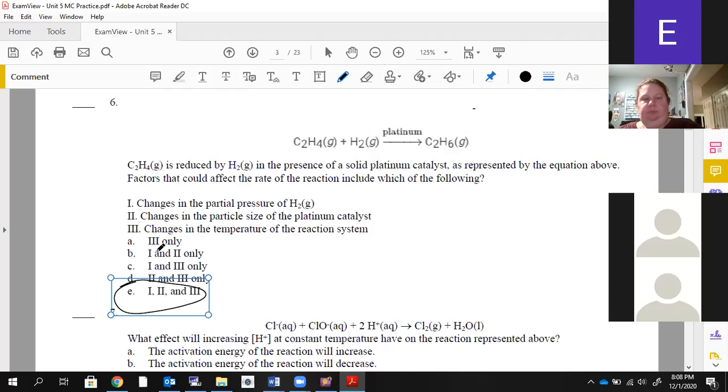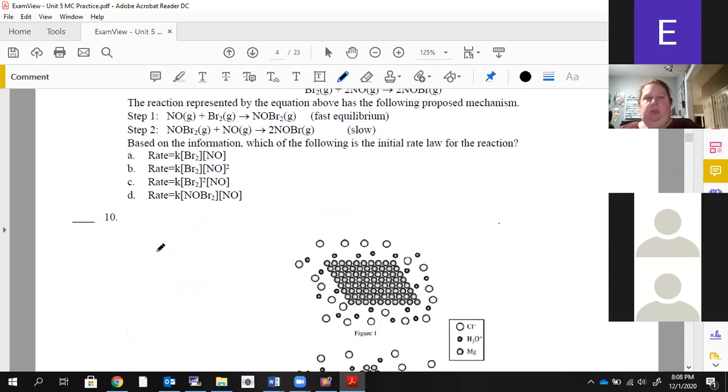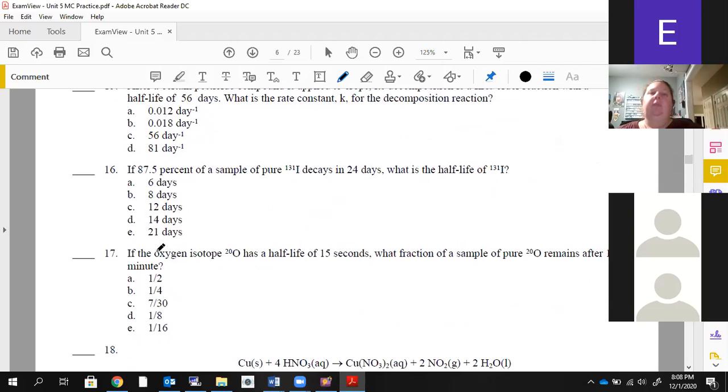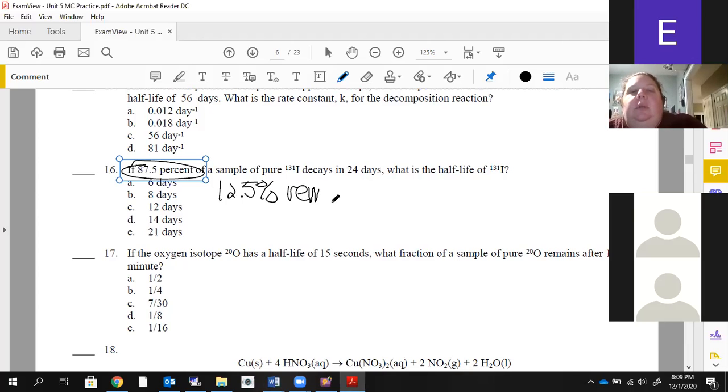And then my next question is number 16. So we only have to worry about half-lives for first order things. They're all going to be the same. So that half-life is going to stay constant. If 87.5% of it decays, that means I have 12.5% that is left over, or that is still around.